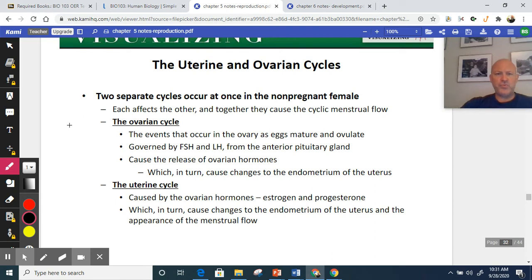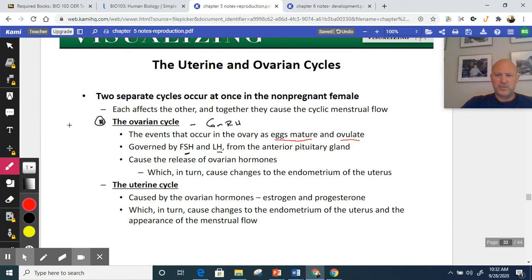All right, so we have two separate cycles. Like I told you, the ovarian cycle starts with the release of gonadotropin releasing hormone in the hypothalamus, which causes the release of these two hormones. All right. So, what are these two hormones really controlling? Well, maturing of the eggs, maturing of the follicles, and ovulation.